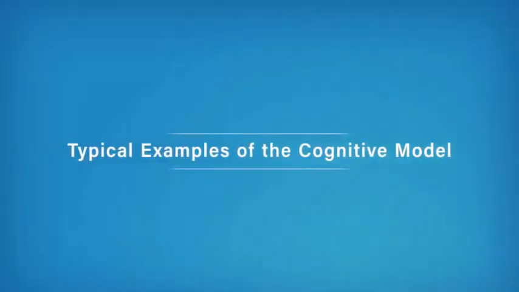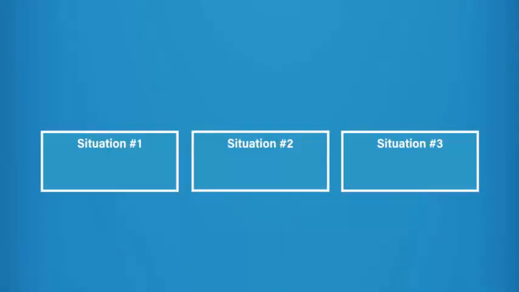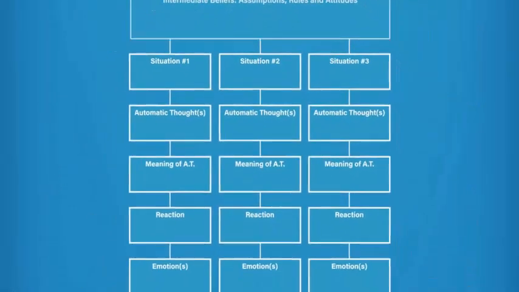Let's go over an example of a cognitive conceptualization. If you haven't learned about this diagram before, it may look complicated, but it's pretty simple if you break it down. Let's start at the bottom. It has 3 examples of the cognitive model.